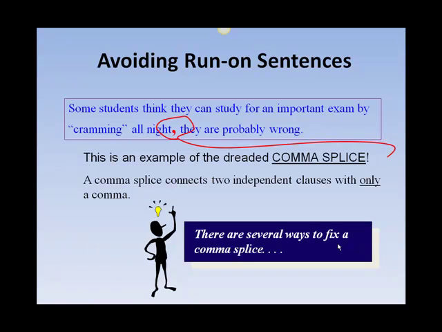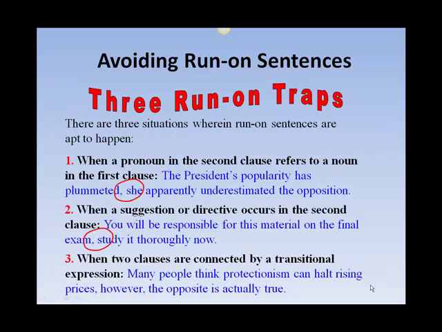There are several ways to fix a comma splice. Before we look at how to fix the comma splice, let's look at three situations at least where run-on sentences are apt to happen. One scenario is when a pronoun in the second clause refers to a noun in the first clause.